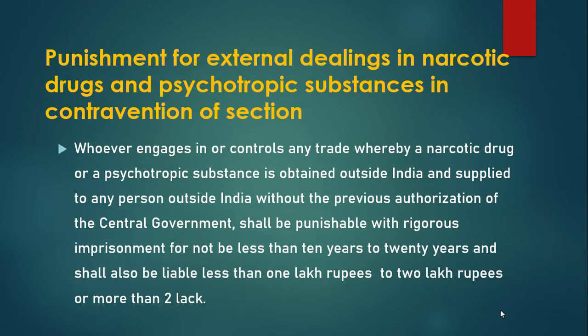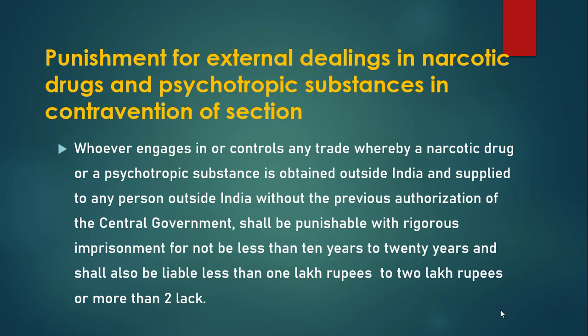Punishment for external dealings in narcotic drugs and psychotropic substances in contravention of the section. Now we are seeing external dealings like export and import. Whoever engages in or controls any trade whereby narcotic drugs or psychotropic substances are obtained outside India and supplied to any person outside India without the previous authorization, that means without valid authorization and certificates from the central government, shall be punishable with rigorous imprisonment for not less than 10 years, up to 20 years.